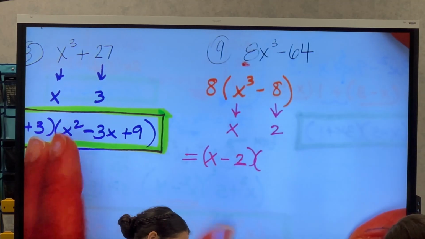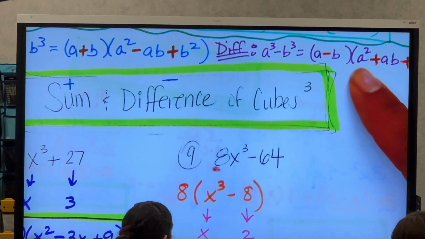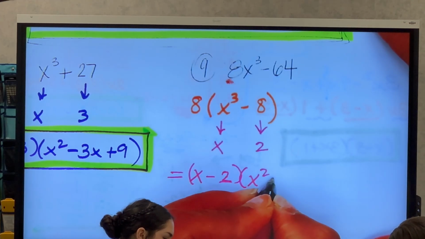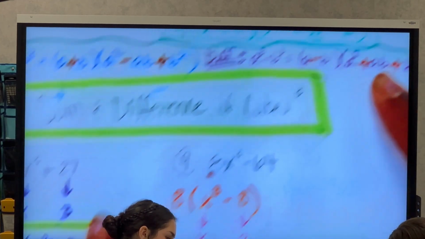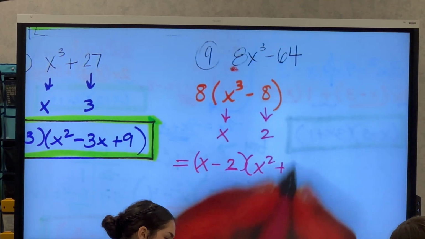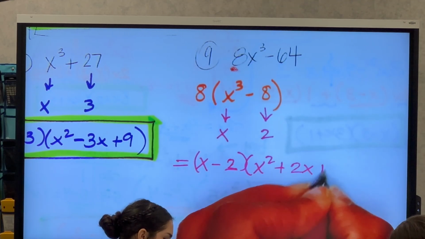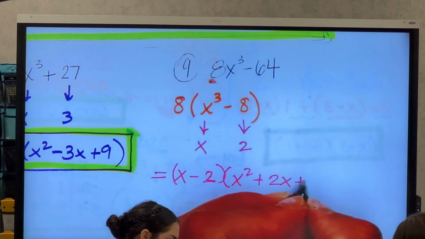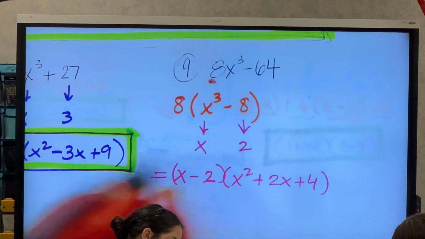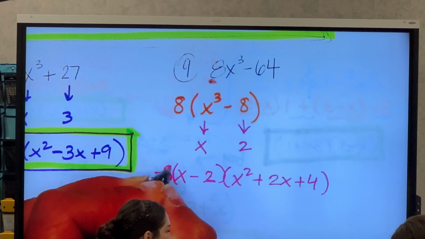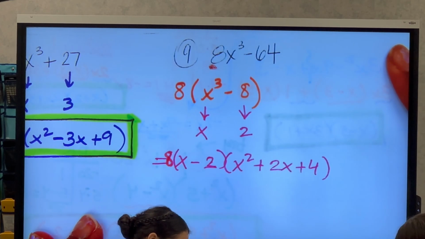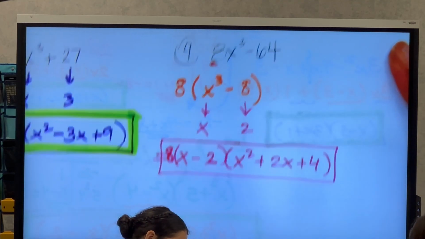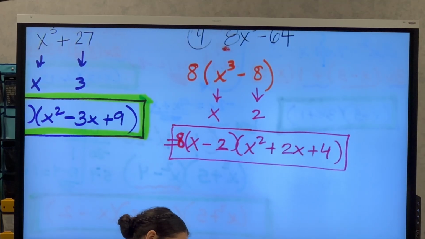And then the next part of the little formula says A squared. Well, that's easy. It's just x squared. And then plus, it says A times B. Well, x times 2 is what? 2x. And then plus the B squared, well, that's just a 2. So 2 squared is 4. Oh, and I almost forgot to move my 8 down. Put an 8 out front. That's still part of it. Okay, we factored it out from the beginning. And there is the correct factorization.